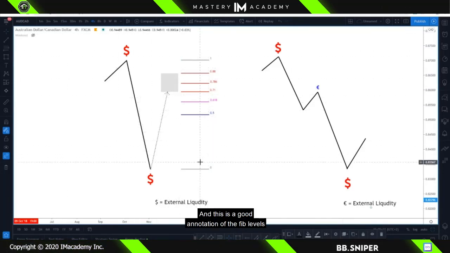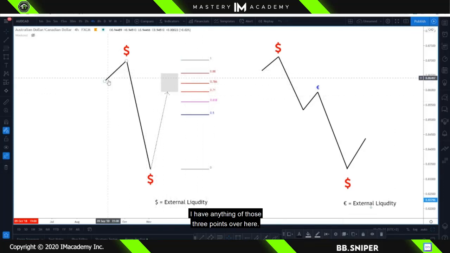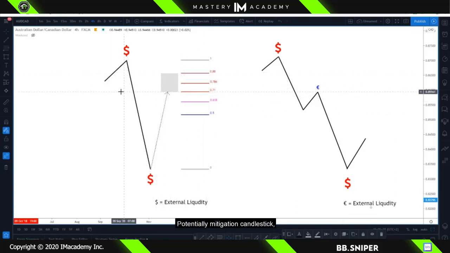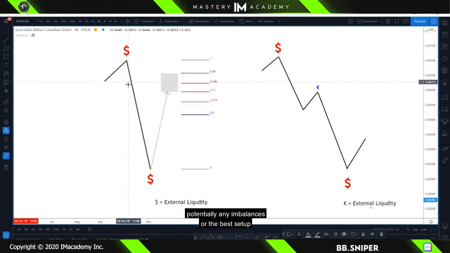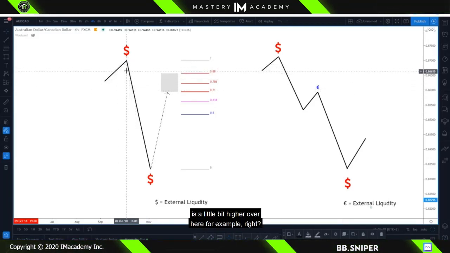And this is a good annotation of the fib levels that I personally use. My favorites are 71 and 78.6. Especially if around that area, which is this gray box, up to the 88 level, I have any of those 3 points over here. Potentially a mitigation candlestick, potentially an institutional candlestick, potentially any imbalances, or the best setup, imbalance plus institutional candlestick, meaning that the imbalance is a little bit higher over here, for example.